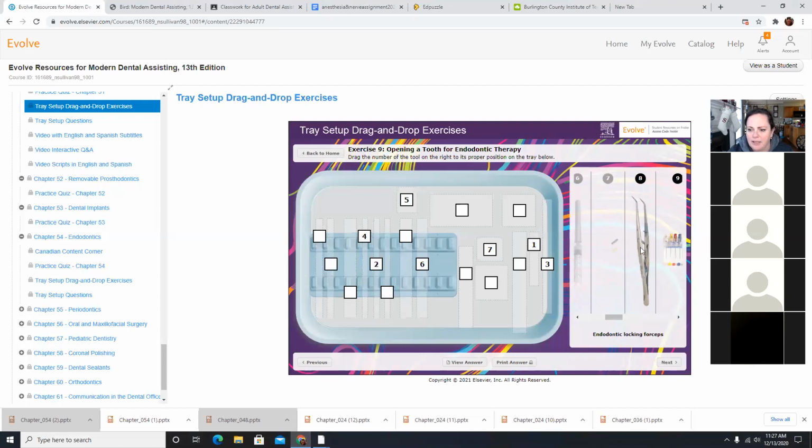Okay. Everybody knows what this is. These are college pliers, but the thing about endodontic ones is they have a lock on them right here. Okay. Why is it important for them to have a lock on them?